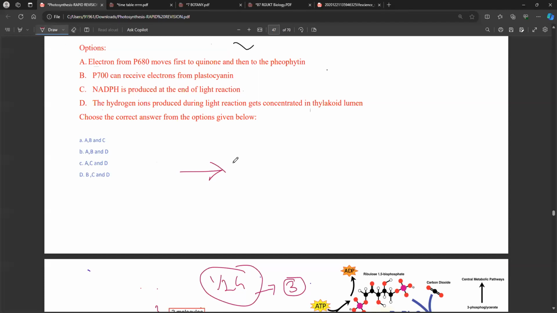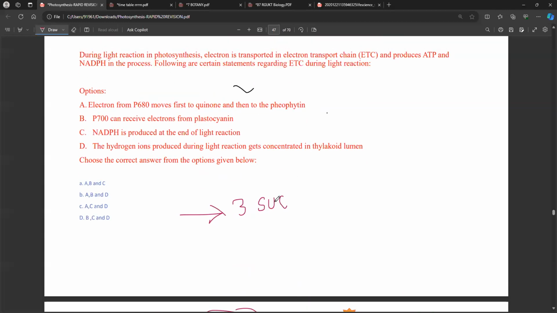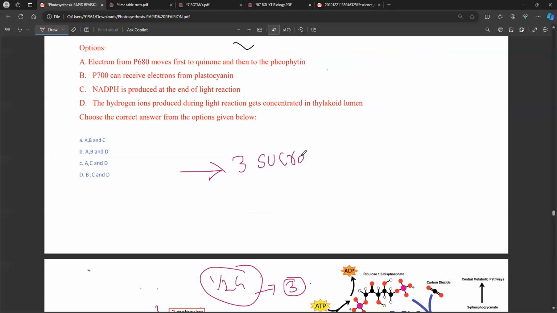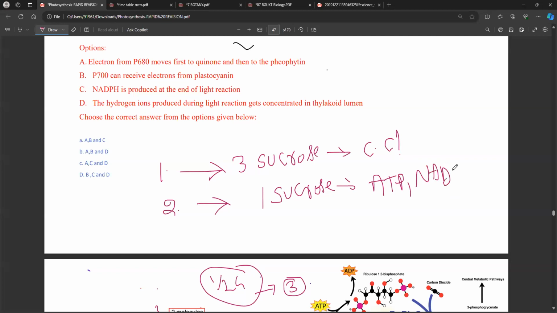In order to produce 3 sucrose molecules, every student think properly and answer, okay? In order to produce 3 sucrose molecules, how many Calvin cycles are required? That is the first question. And the second question is, in order to produce 1 sucrose molecule, how many ATP and how many NADPH are required? That's my simple question.